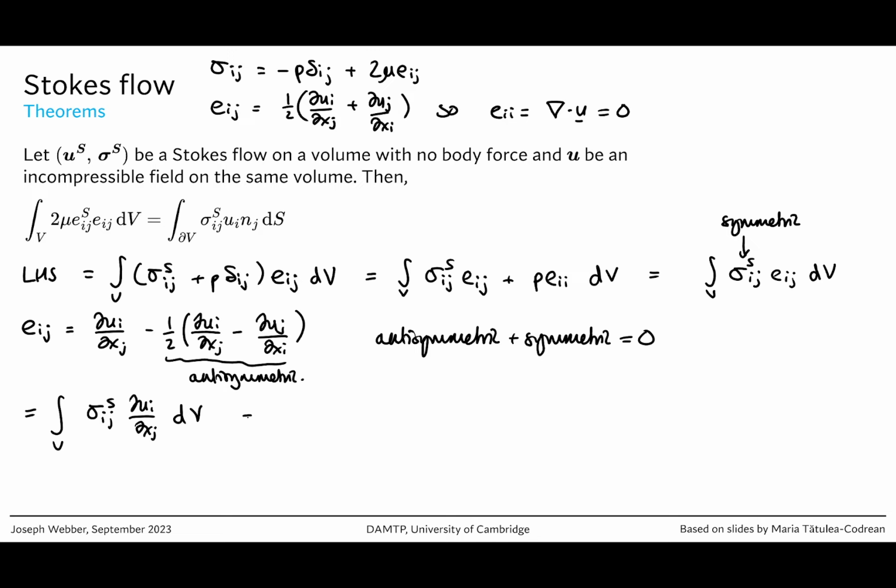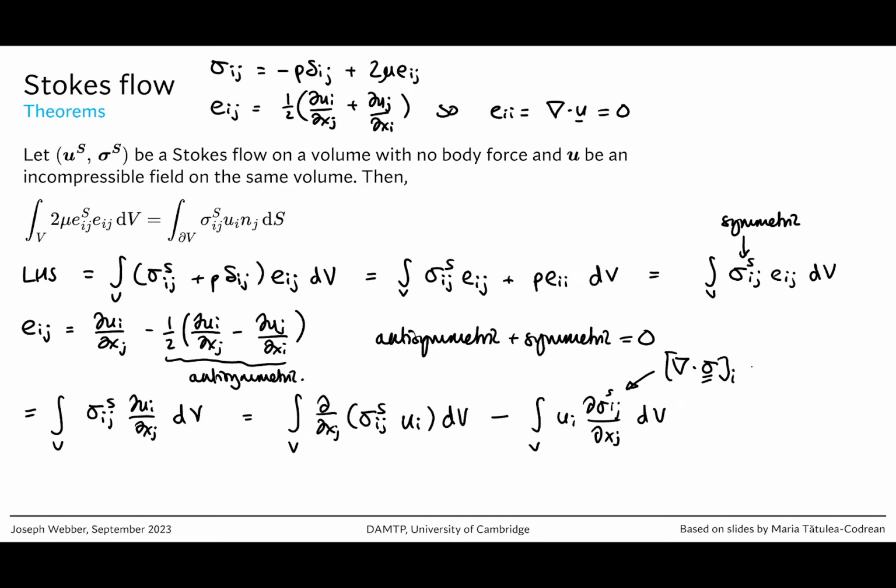Okay, then we'll rewrite this as a total derivative, d by dxj of sigma ij s ui dv, minus the derivative of ui d sigma ij s by dxj dv, just using the product rule. But this here is div sigma i, which is equal to 0, because one of the equations of Stokes flow is that the divergence of the stress tensor is 0. Therefore, this integral is 0, and we're left with just this integral.